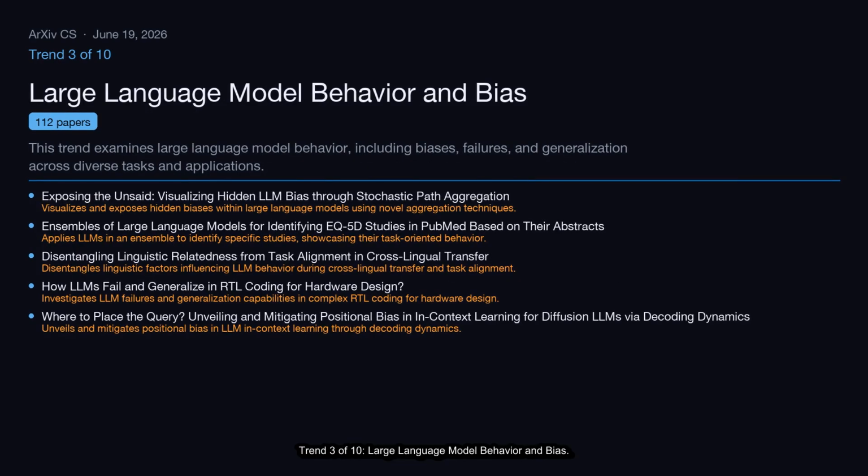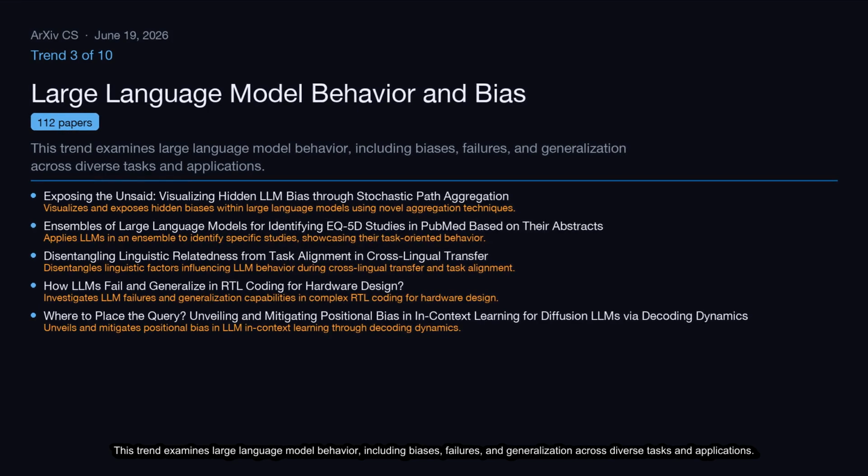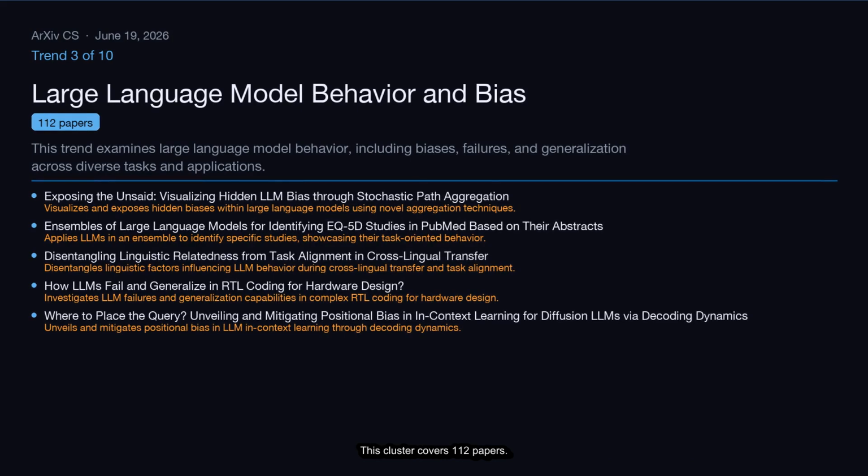Trend 3 of 10. Large language model behavior and bias. This trend examines large language model behavior, including biases, failures, and generalization across diverse tasks and applications. This cluster covers 112 papers.